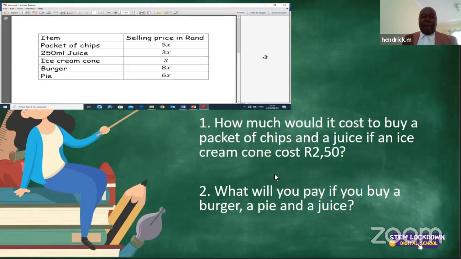Let's say that you are buying only an ice cream and a burger. How much will you spend? Yes, Zidane. How much will you spend on a burger and on an ice cream? You're buying a burger and an ice cream only.